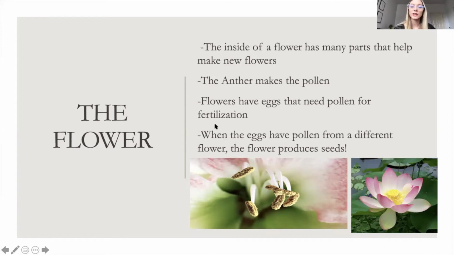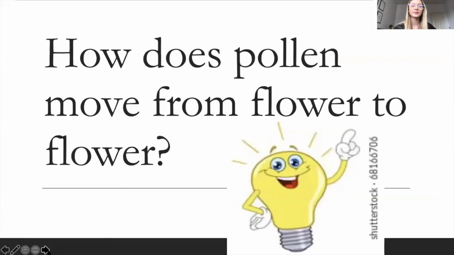Flowers also have eggs that need pollen for fertilization. When the eggs have pollen from a different flower, the flower produces seeds. So we just talked about how flowers need pollen to make seeds, but how does pollen move from flower to flower?